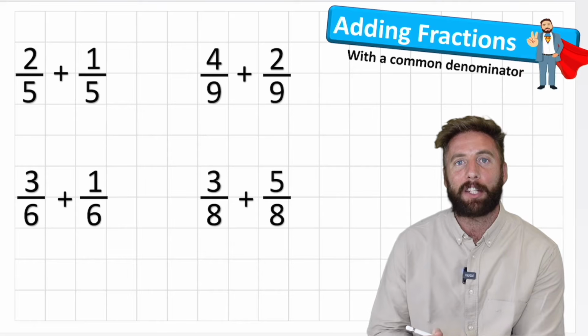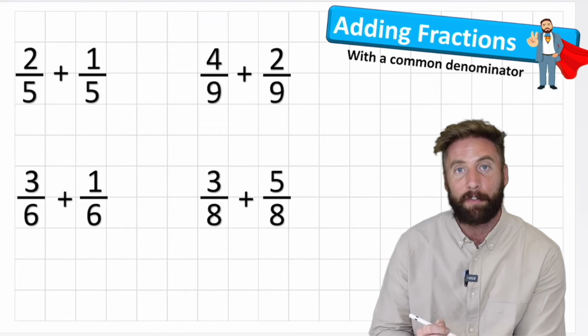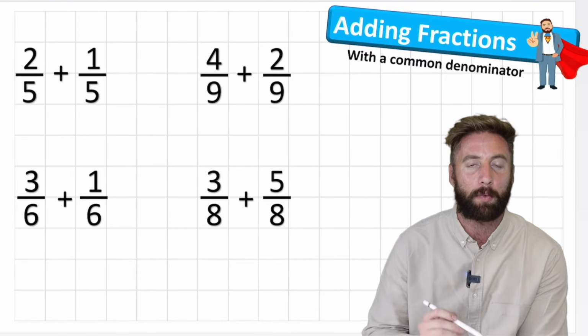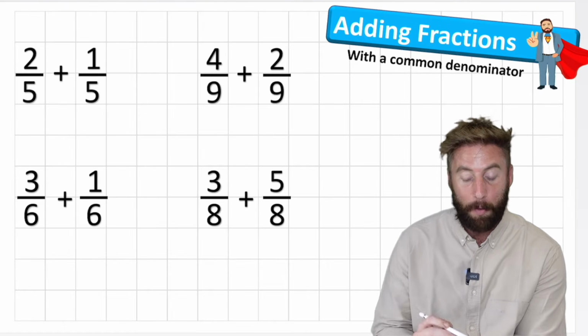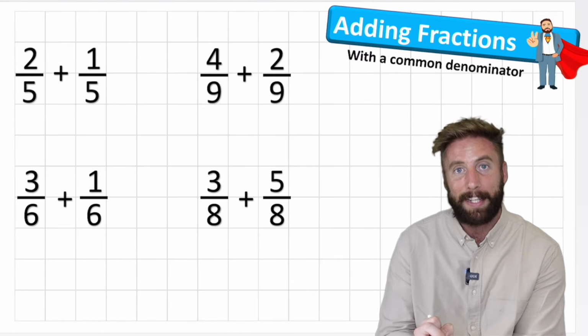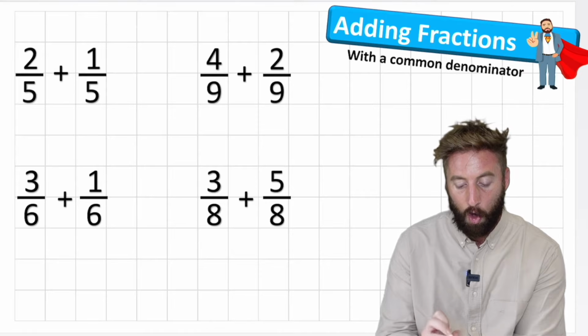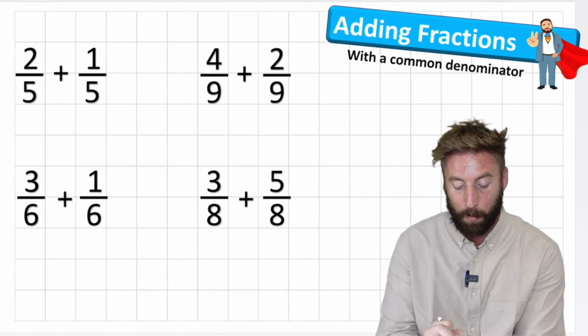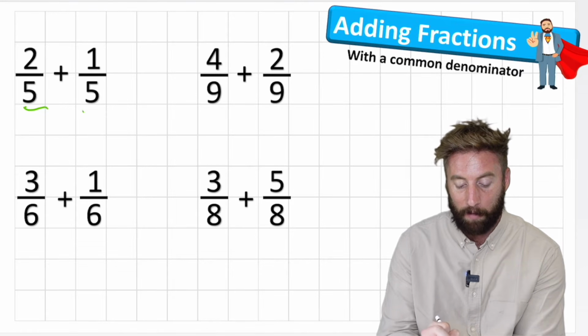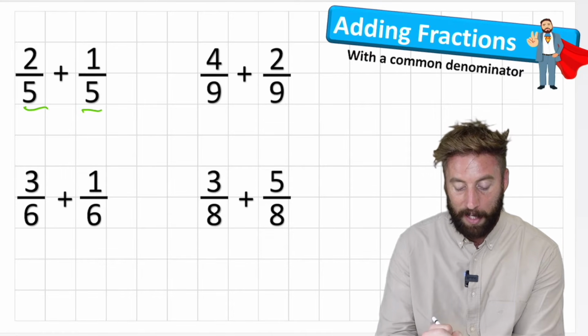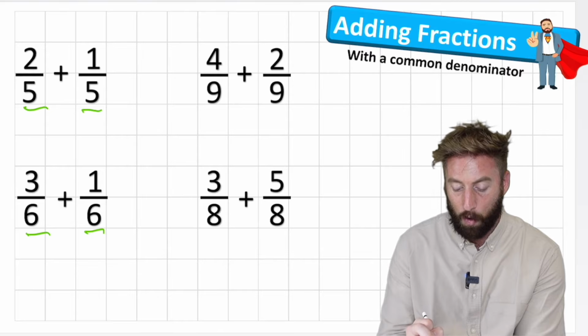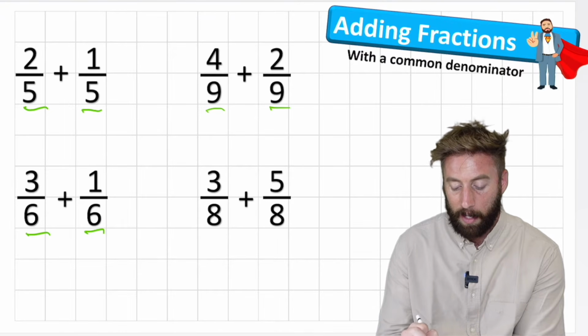Okay, so adding fractions with the same denominator. This is very different to adding fractions with different denominators, which is going to be our next lesson. But today we're looking at the same denominator. So you can see in our 4 questions here, all of our denominators are the same. So in 2/5 and 1/5, we have 5 as our denominator. In 3/6 add 1/6, we have 6 as our denominator. And in 4/9 and 2/9, we have 9. 3/8 and 5/8, we have 8.